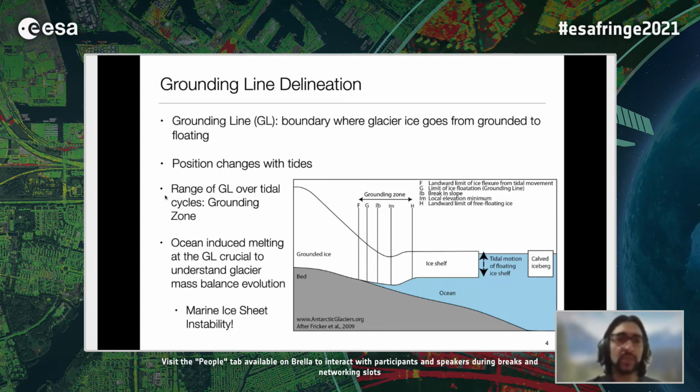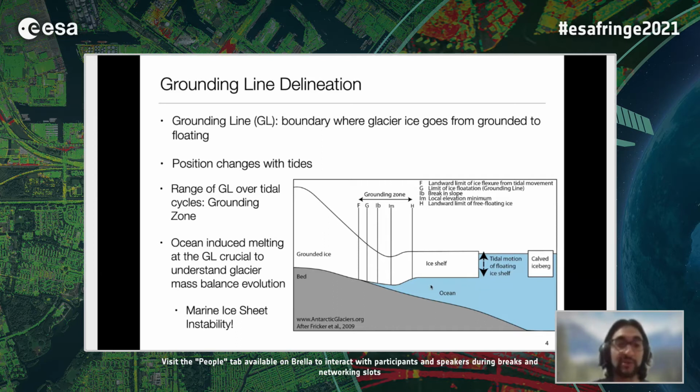So grounding lines are basically the boundaries where glaciers go from being grounded on ice to becoming floating. And obviously this position changes with the tides that move the ice shelf up and down. So that whole range we call the grounding zone, as the ice moves with the tides. And this is a key dynamical parameter to be able to keep track of.